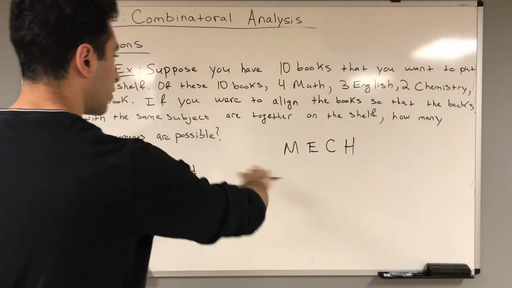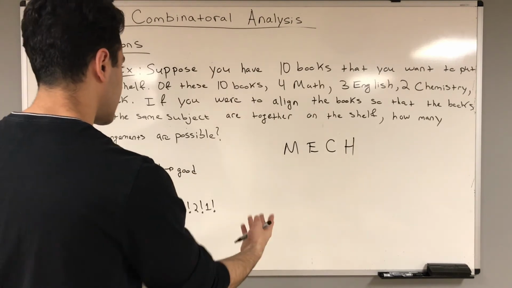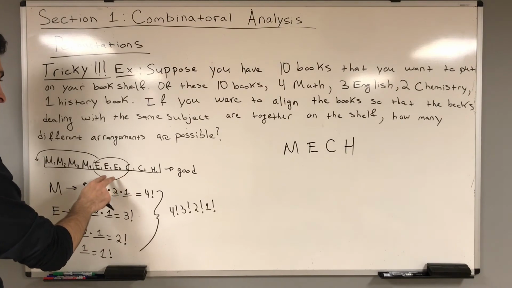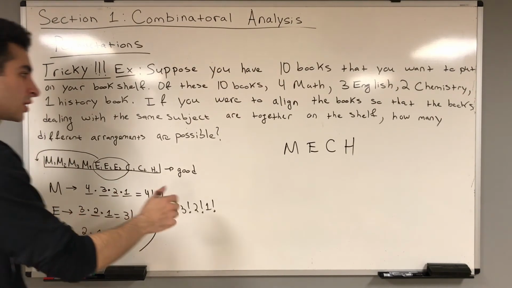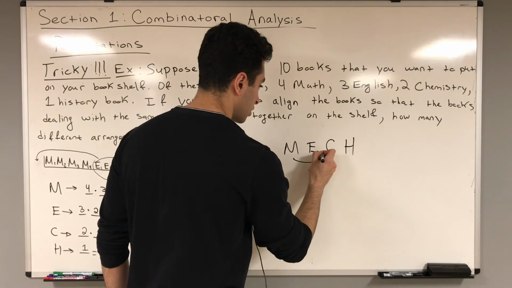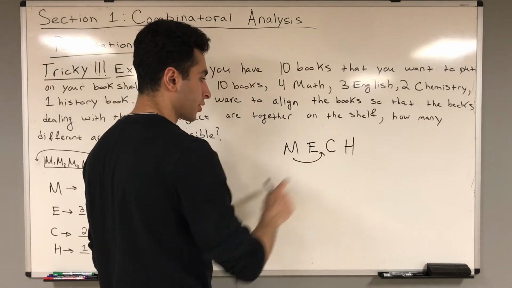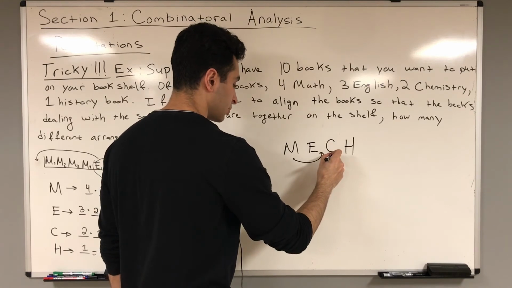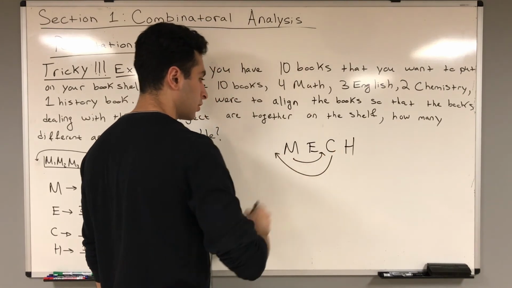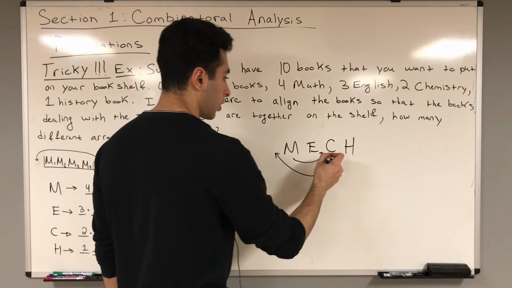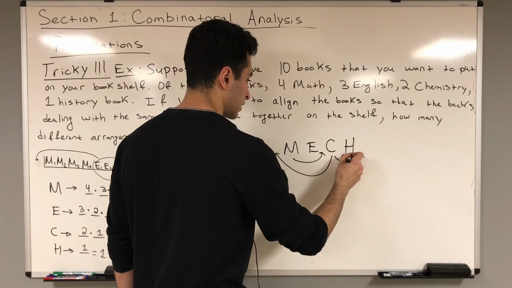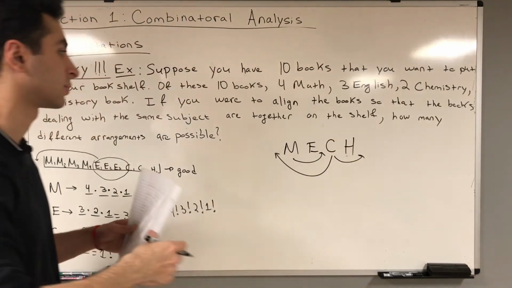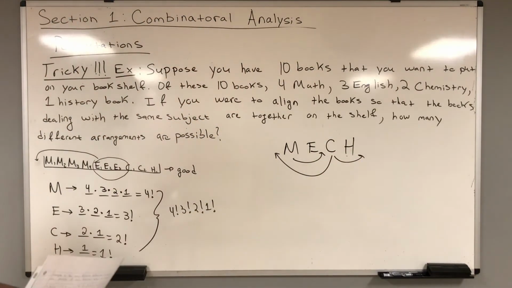So again, why are we doing this? Because we have to account for moving the books that deal with the same subject together before or after the other subjects. So I can move all my 4 math books after the 3 English books, or I can move the 2 chemistry books over here, or I can move the chemistry books here and the history books. I'm not going to draw any more arrows to make it less confusing, but you get the point, hopefully.